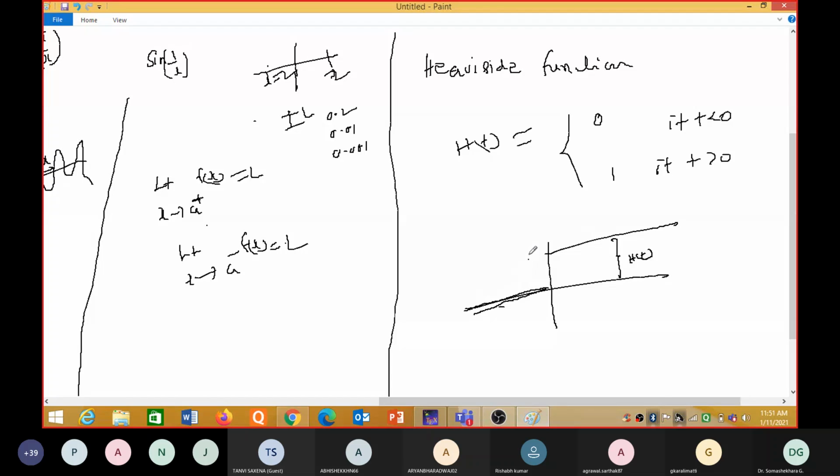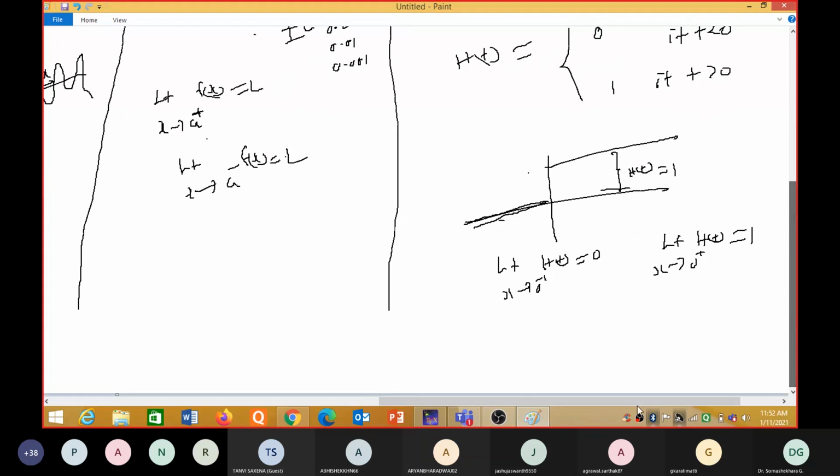In this case, what is the left hand limit and right hand limit? When x approaches 0 minus, what is h of t? It is 0 only. Limit x tends to 0 plus: if we are approaching from this side, what is h of t? It is this height, and the height is 1. So h of t is 1. So the left hand limit is not equal to the right hand limit in this case.